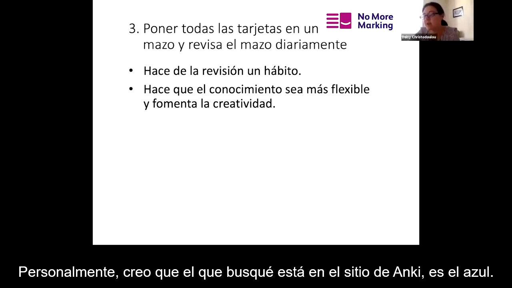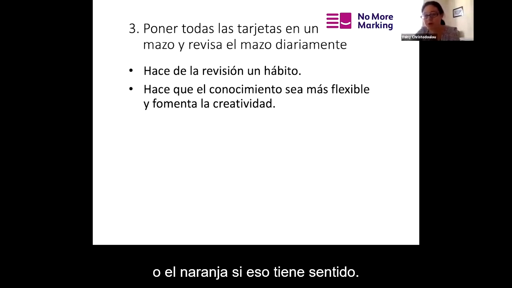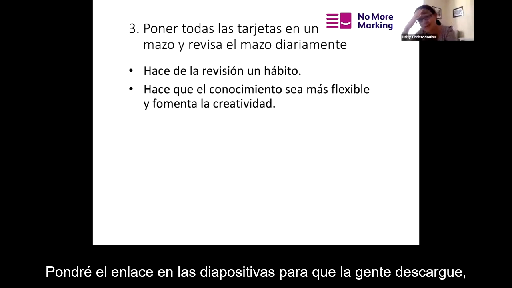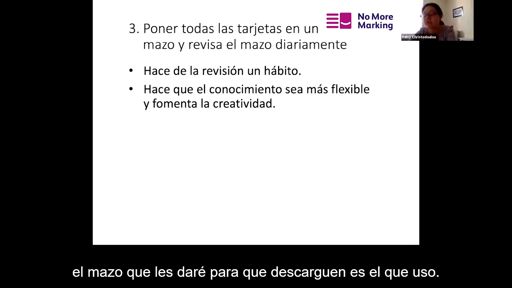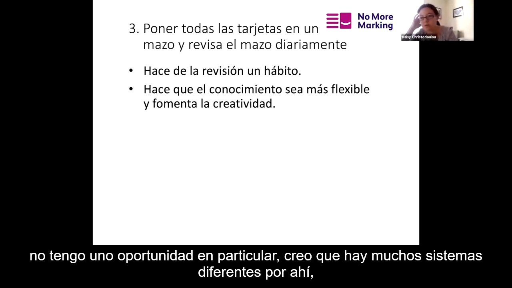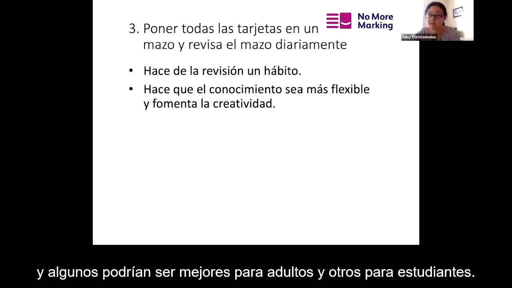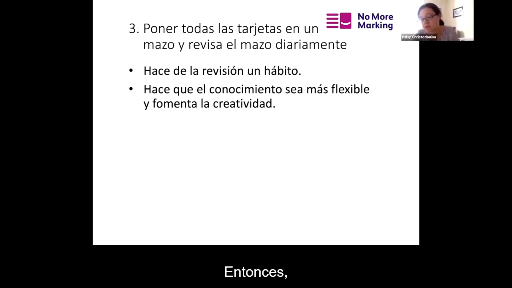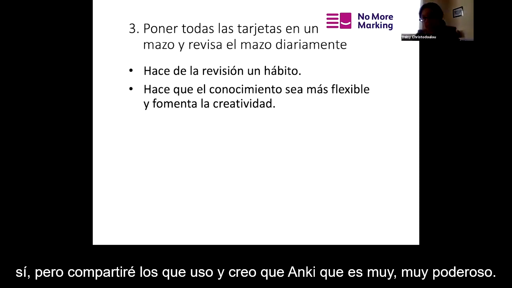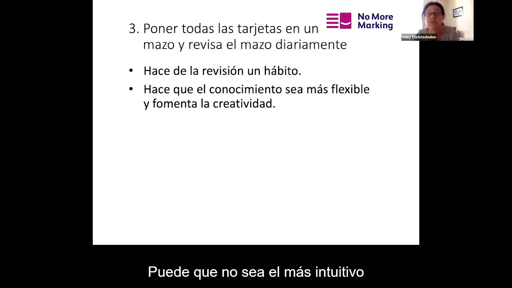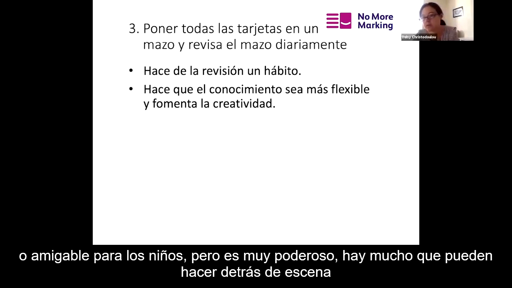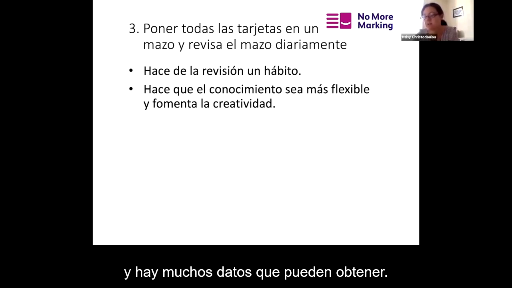I personally think the one I've gone for is the Anki web. It's the blue one, not the orange one, if that makes sense. The slides and the decks I give people to download will be from the one I use. Again, I'm not here to endorse or have a go at any particular ones. I think there's lots of different systems out there, and to some extent it's finding one that works for you or your students, and some might be better for adults and better for students. I'll share the ones I use, and I do think the thing with Anki is it's very, very powerful. It may not be the most intuitive or child friendly, but there's a lot you can do behind the scenes and a lot of data you can get out of it.